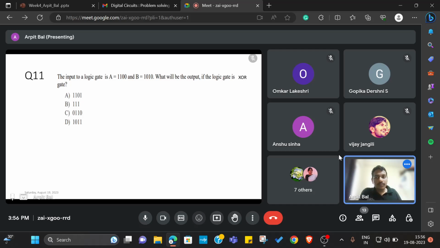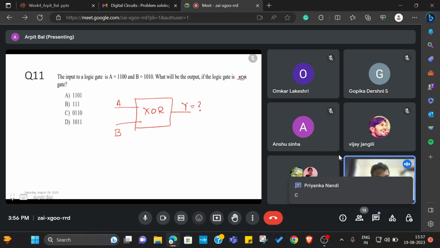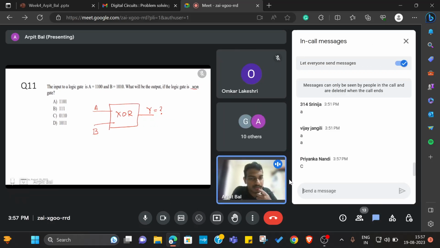Okay, so here we are given an input to a logic gate. The logic gate is given as XOR. Here we have A and here we have B. We have to figure out what is Y. Okay, so can anyone try to solve this? Okay, let me wait for others as well, in case we somehow arrive at a different answer.